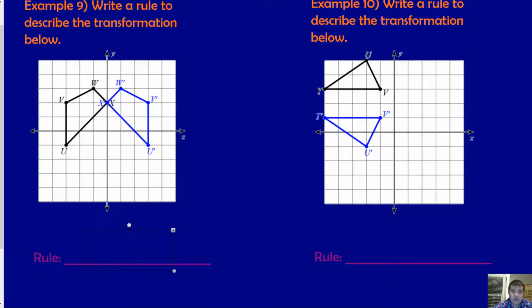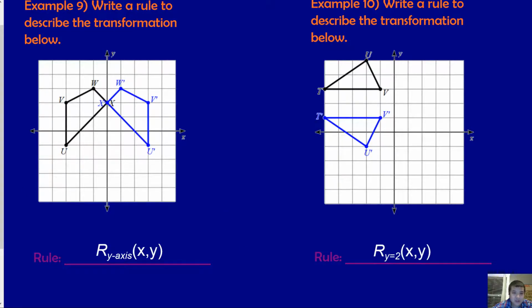Here we have to write a rule for this. Okay. So clearly this is being reflected across the y-axis right here. So how we write that is R with the subscript y-axis, (x, y), because this is being reflected across the y-axis. Here we can see that this is being reflected across the y equals 2 line right here. What we write is R sub y equals 2, (x, y). That's the reflection notation. You can also just say reflects across the line y equals 2.